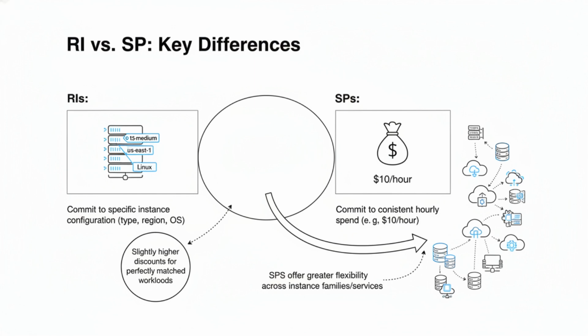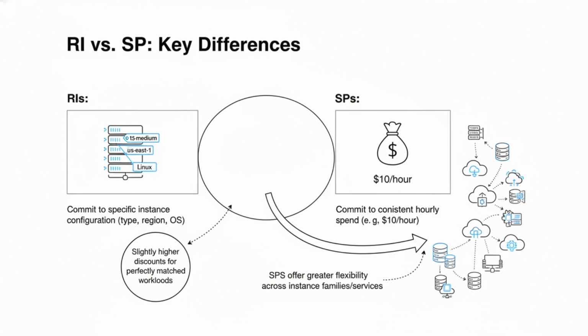Now that we've covered both, let's highlight the key distinctions between reserved instances and savings plans. The fundamental difference lies in what you commit to. With RIs, you commit to a specific instance configuration, a particular EC2 instance type, region, and OS. This offers deep discounts, but can become rigid if your technology stack evolves.